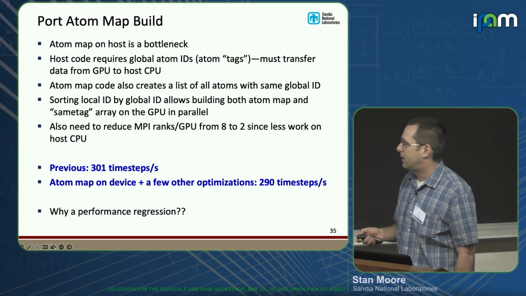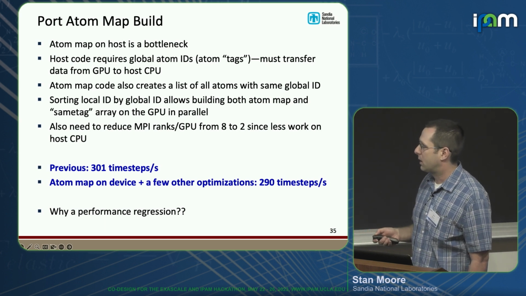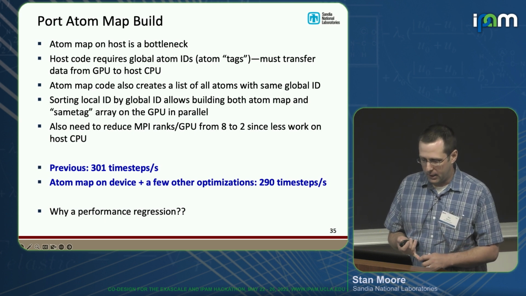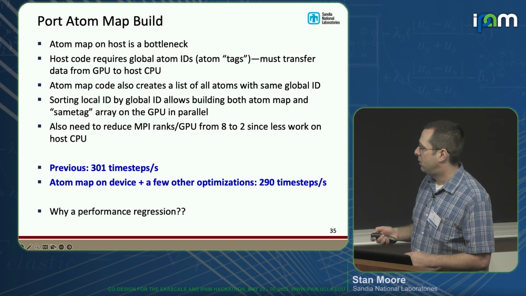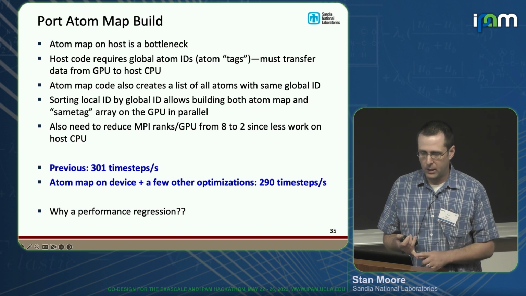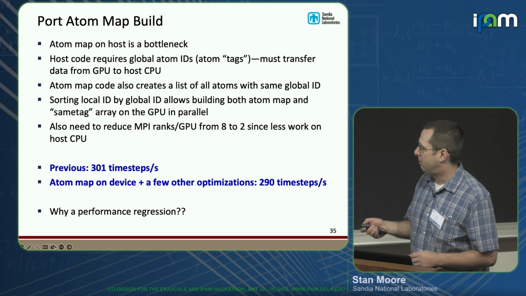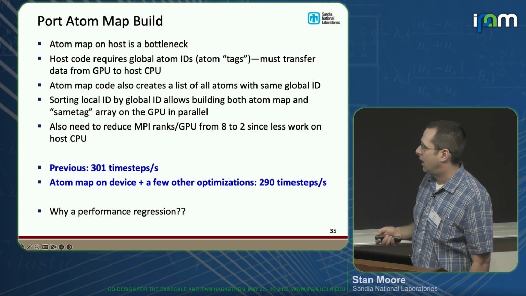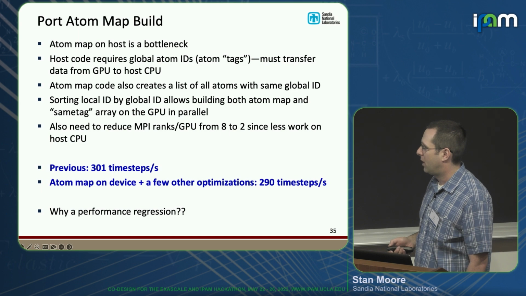And I will point out that because we are reducing the amount of work on the CPU, we also need to reduce the number of MPI ranks with MPS from 8 to 2 for optimal performance. There's less work on the host CPU, and using more than one MPI rank has some overhead, so we don't need as many MPI ranks. When I went to profile this, the previous was 301 timesteps per second. I ported this to the GPU, and I actually got a performance regression. So performance went down. Why?